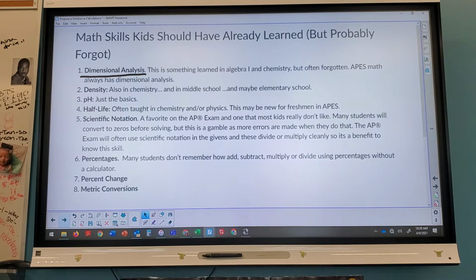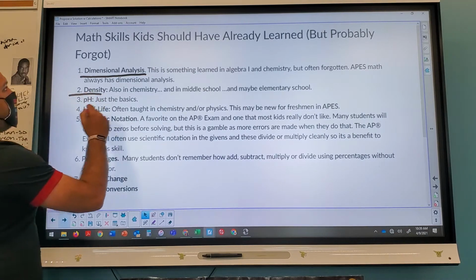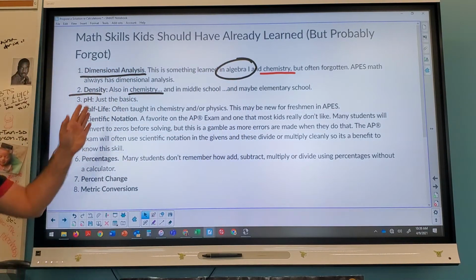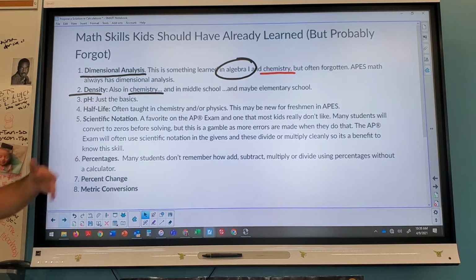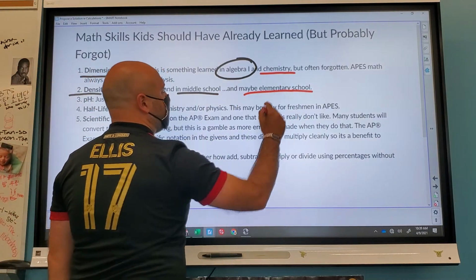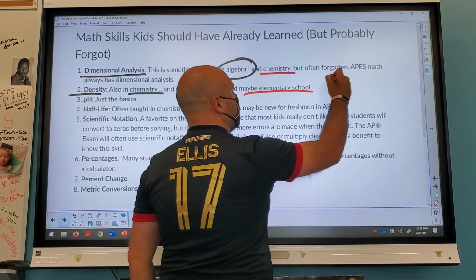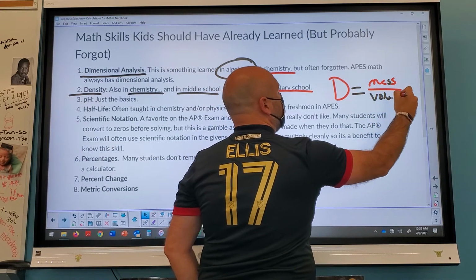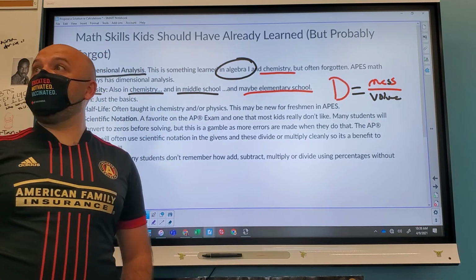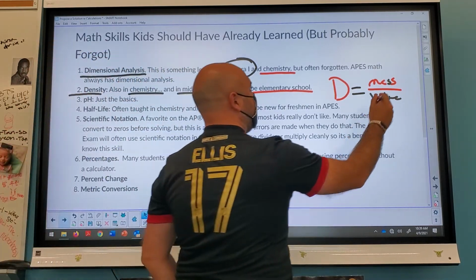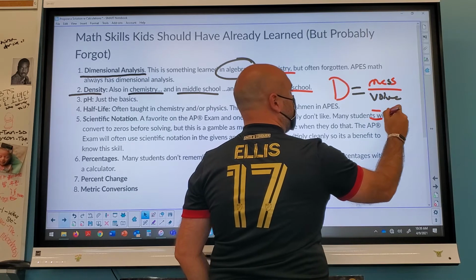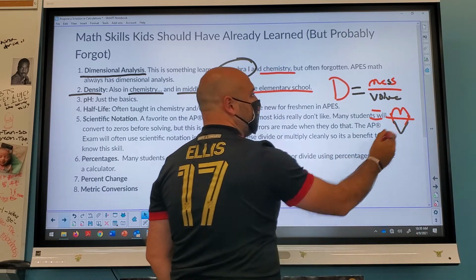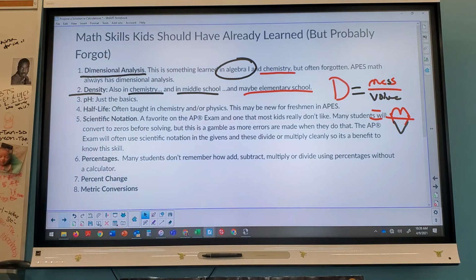Continuing here. Density. This is taught in chemistry. Dimensional analysis is taught in chemistry, and it's also taught in Algebra 1. But in chemistry, density is really, really easy, and it's taught in middle school too, and maybe even in elementary school. Density is simple. It works like this. Density equals mass divided by volume. It makes a pretty cute little heart, m over v, which makes a heart. So that's one way you can remember what density is. Okay?